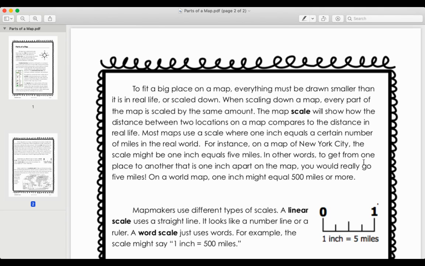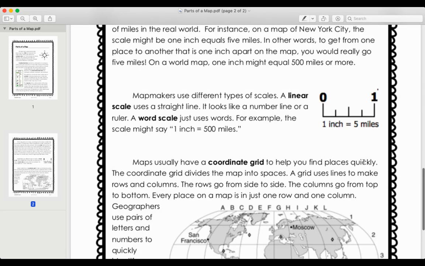For instance, on a map of New York City, the scale might be 1 inch equals 5 miles. In other words, to get from one place to another that is 1 inch apart on a map, you would really go 5 miles. On a world map, 1 inch might equal 500 miles or more.